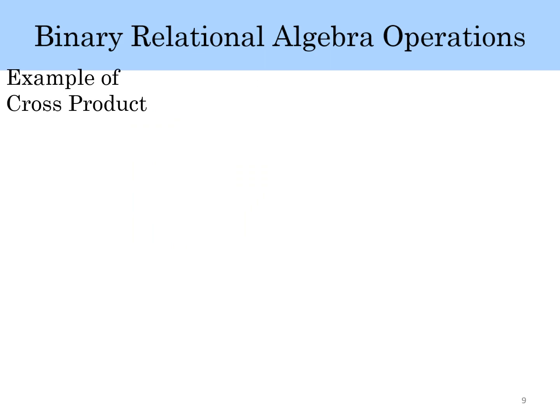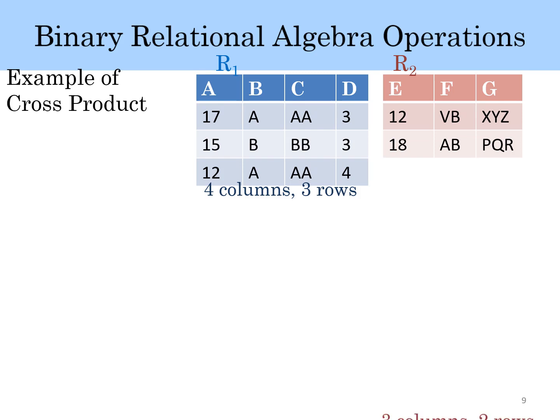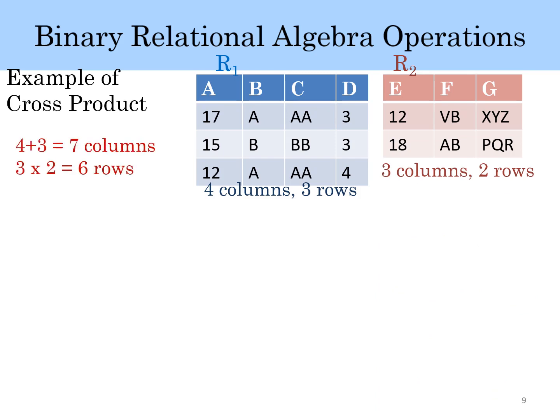Let us see cross product now. Let me explain cross product with the help of an example. Consider the two tables R1 and R2. So any two types of tables. Now R1 has 4 columns and 3 rows. So the degree of R1 is 4. The degree of R2 is 3 and it has 2 rows. So if we take the cross product, the degree of R1 cross R2 will be the sum of the degrees of these two tables. 4 plus 3 is equal to 7. So cross product will have 7 columns.